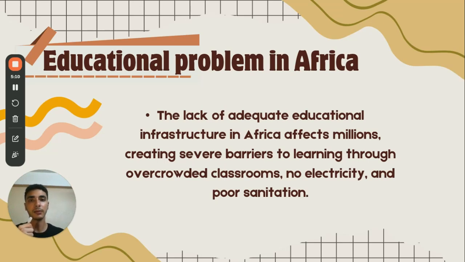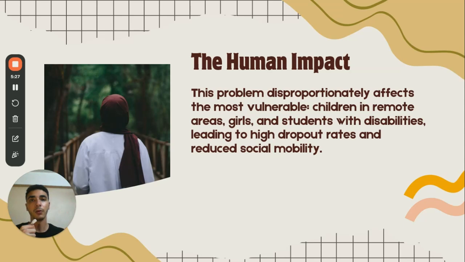This is a lack of adequate educational infrastructure in Africa. It affects millions, creating severe barriers to learning through overcrowded classrooms, no electricity, and poor sanitation. This problem affects humans in a negative way. It disproportionately affects the most vulnerable children in remote areas, girls, and students with disabilities, leading to a high dropout rate and reduced social mobility.